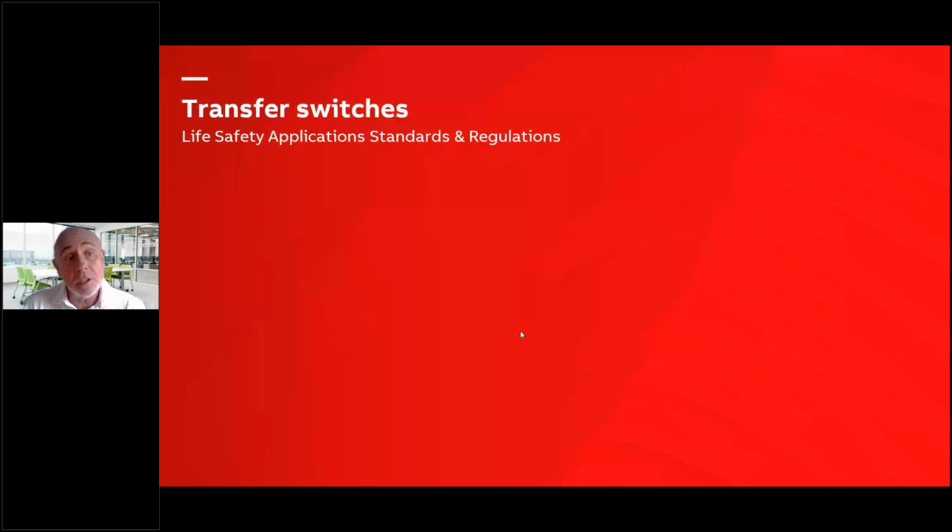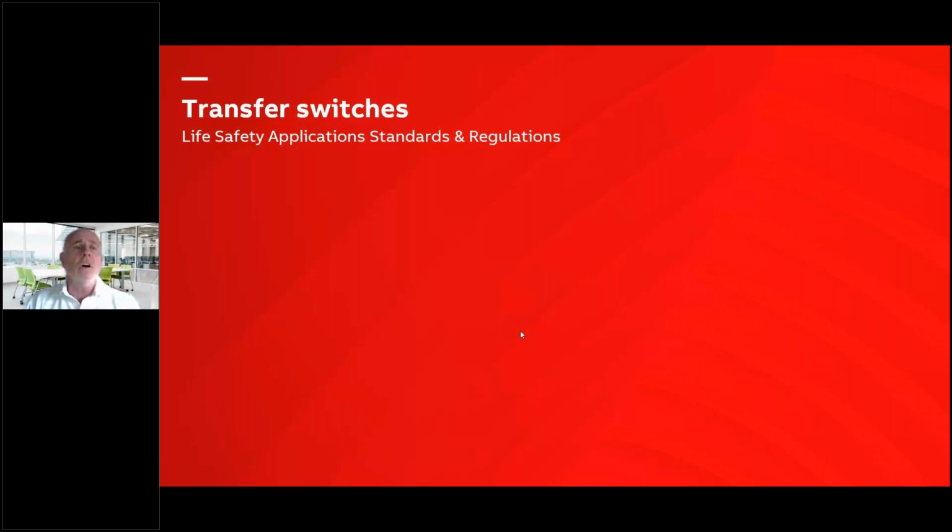So now this section of the talk really goes on to the actual life safety side of transfer switching. So we'll take a look now at the applications and standards and the regulations that you need to be wary of. Like with all talks, this is not a deep dive. It's just looking at the more high-level basics of what you should be considering when choosing transfer switches for life safety.